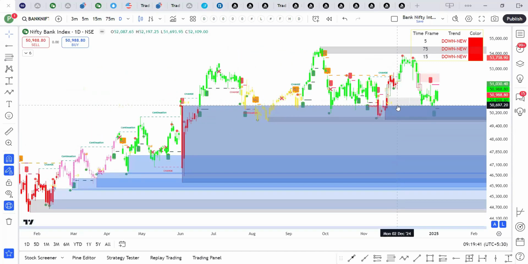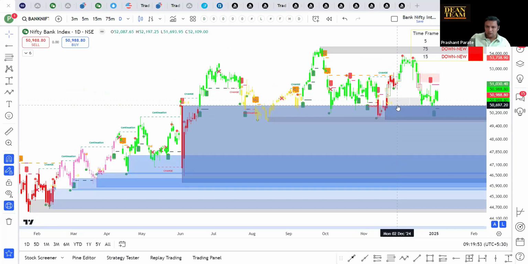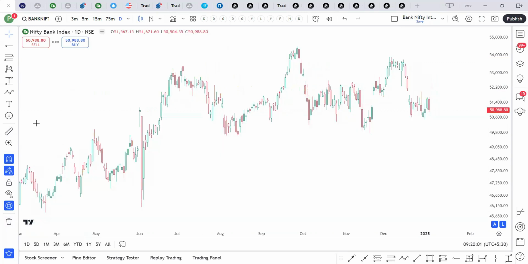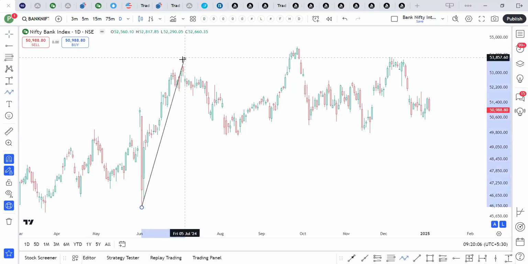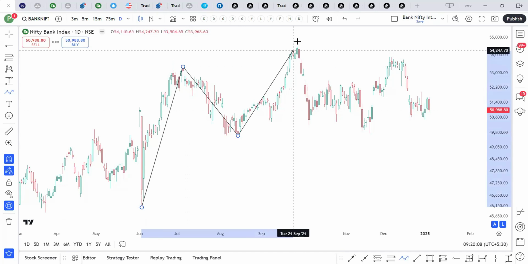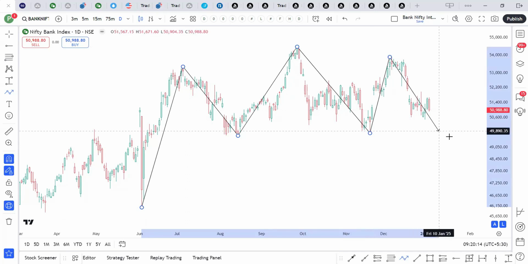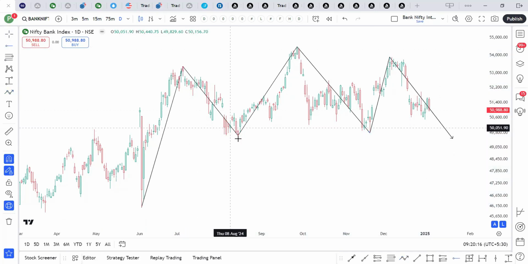Here, in this distribution phase, it looks like the sellers are more powerful so far. It looks more like a head and shoulders forming since the beginning of the consolidation. This is one shoulder, then the middle one is the head, and this is one more shoulder. So this is my bias on the daily timeframe.